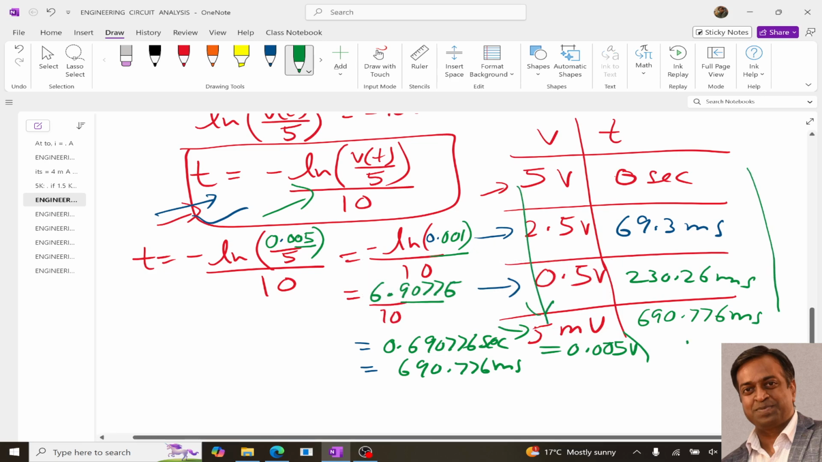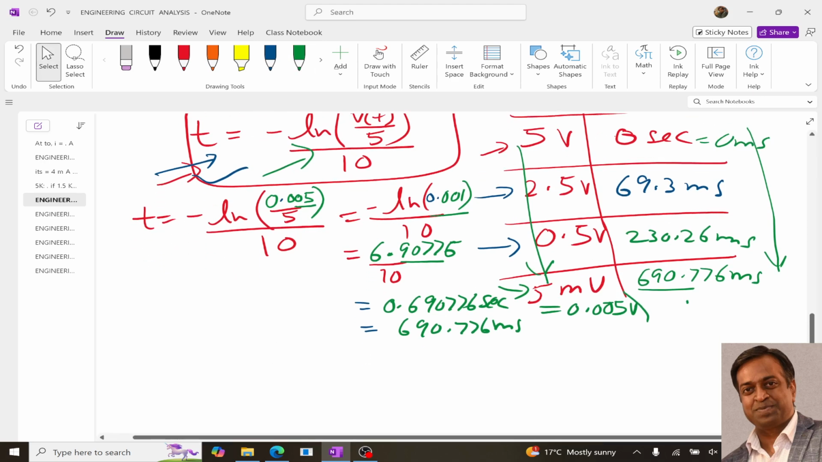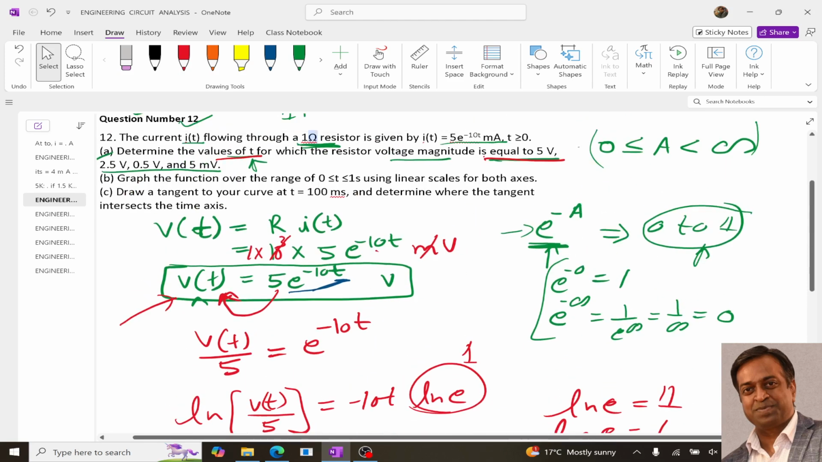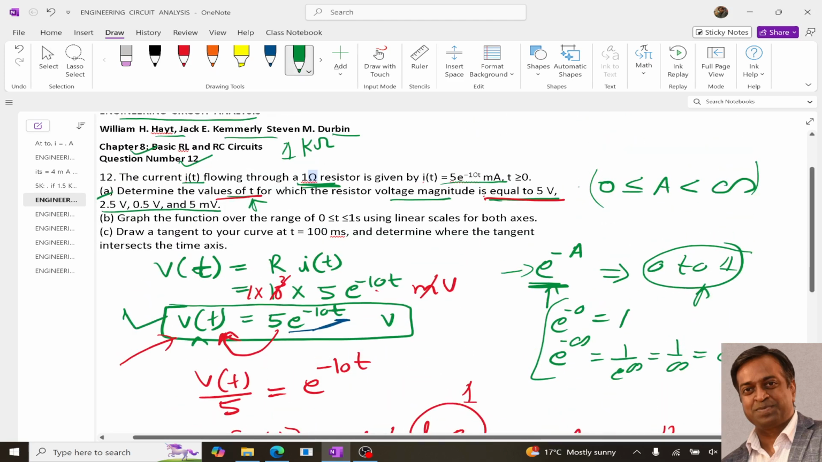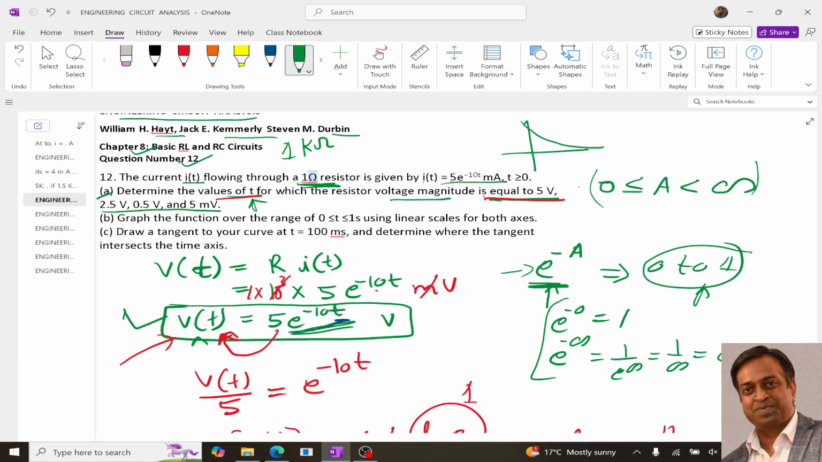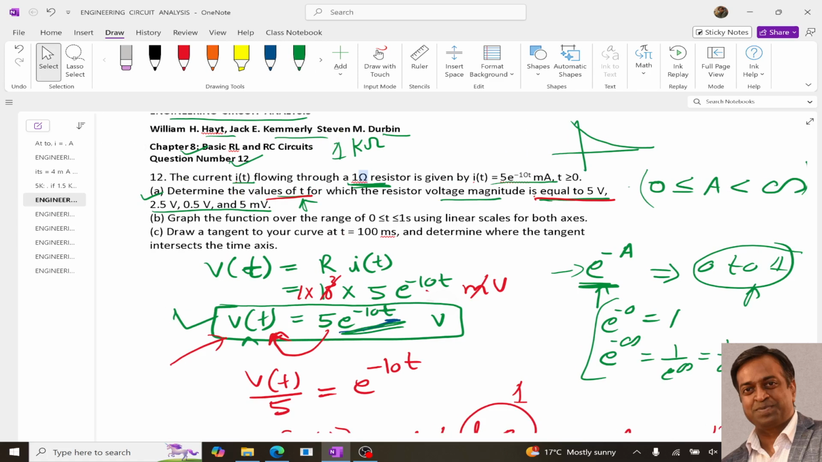So you can see that as the time is going, as the voltage is decreasing, the current is increasing, right? From 0 seconds or 0 milliseconds to 690 milliseconds, the current is increasing. So with the increase in time, the voltage is decreasing from 5 volt to 5 millivolt, and this is what this graph is also indicating, because this e power minus 10t is the exponential decaying function, right? So this is part A of the question.